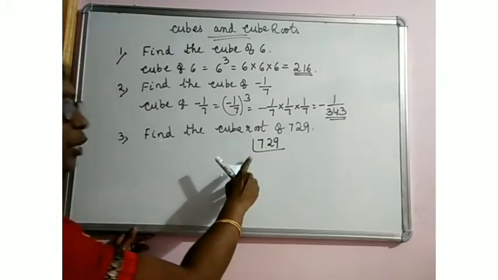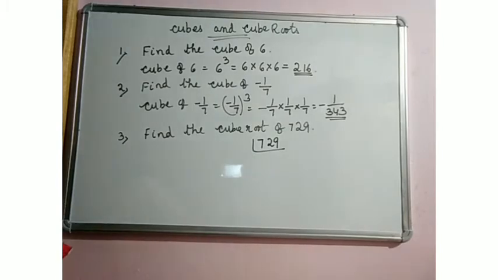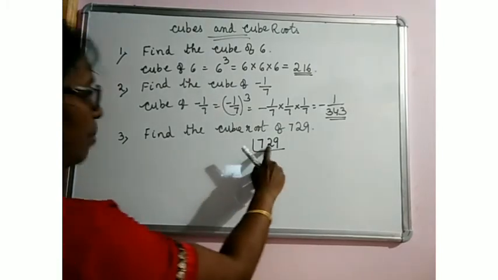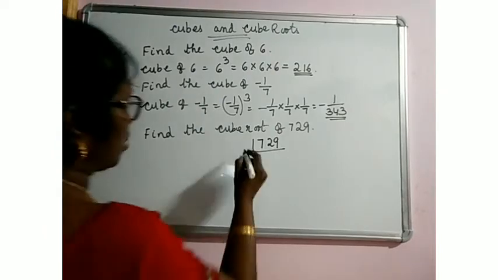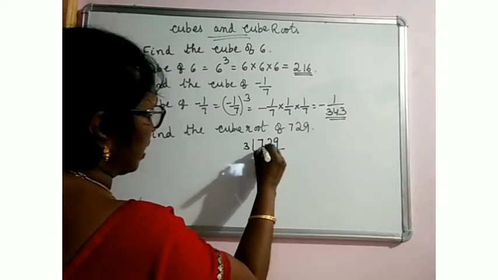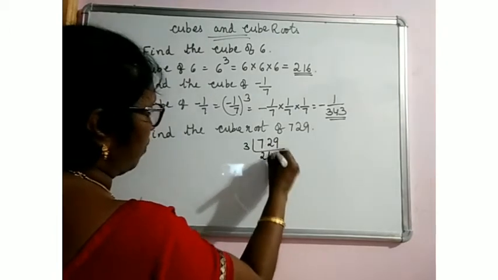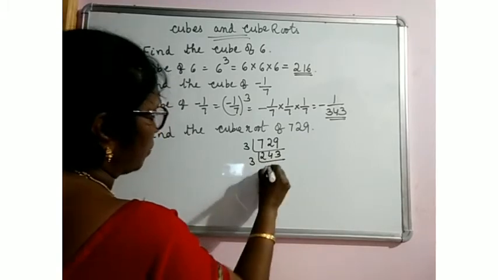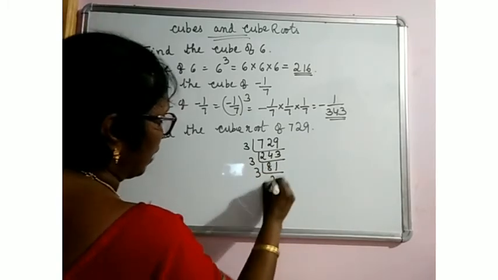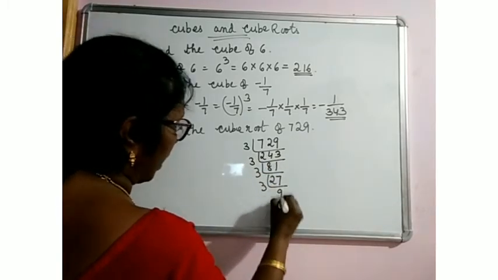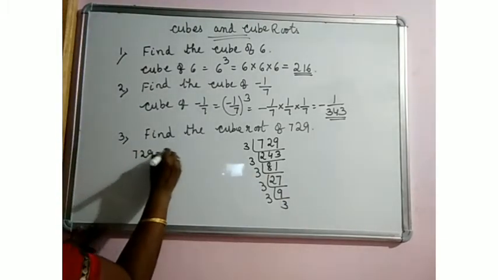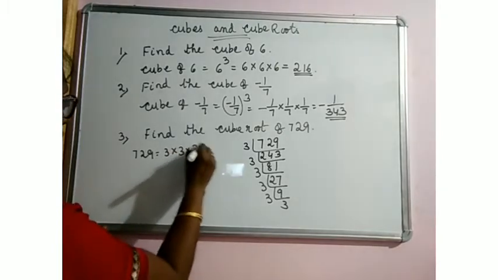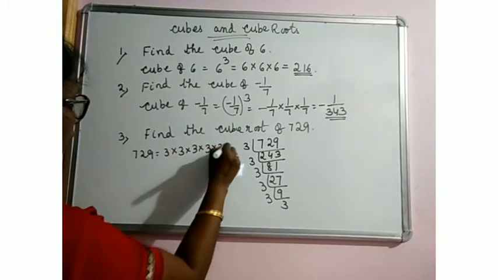This is not divisible by 2. Whether it is divisible by 3 or not, let us see. 7 plus 2 is 9. 9 plus 9 is 18. 18 is divisible by 3. So 729 is divisible by 3. 3 2s are 6, 3 3s are 9, 3 8s are 24, 3 1s are 3, 3 2s are 6, 3 7s are 21. 3 9s are 27, 3 3s are 9. So 729 equals 3 into 3 into 3, again 3 into 3 into 3.